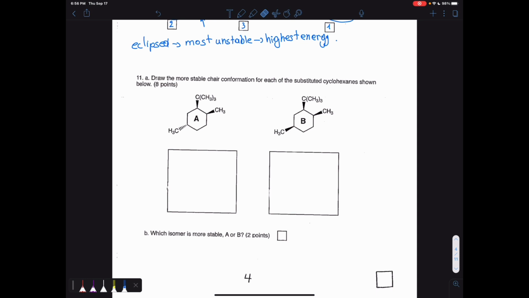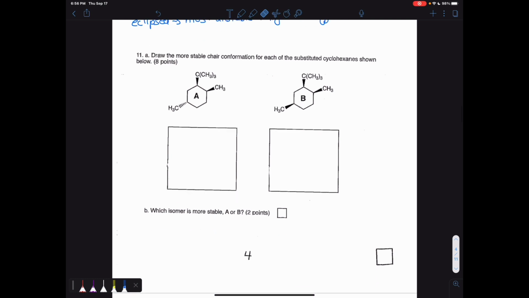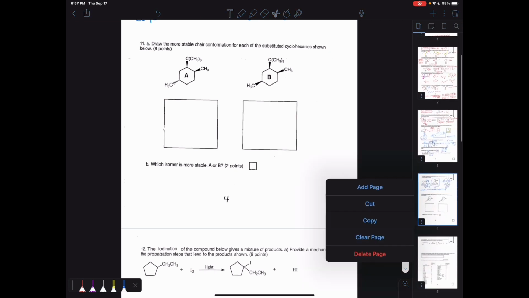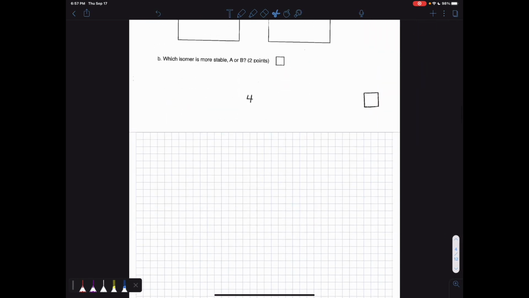Alright guys, so for number 11, she's asking us to draw the more stable chair conformation for each of the substituted cyclohexanes shown below. Before I start drawing this, we have to keep a couple things in mind. The first thing to keep in mind is that when we have wedges, it's always up, and when there's dashes, it's down. Now you can switch these, but stay consistent. You can't just have wedges down and dashes up, but make sure you're consistent. That's what matters.